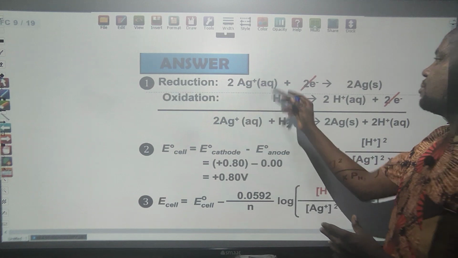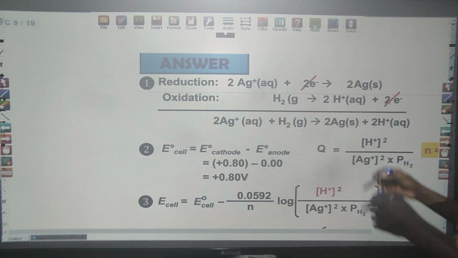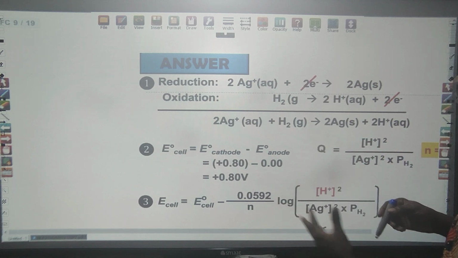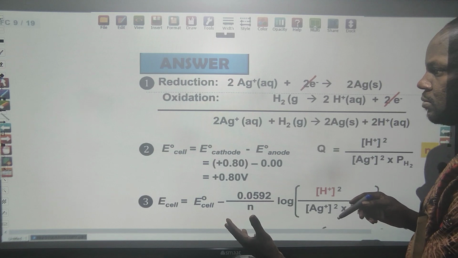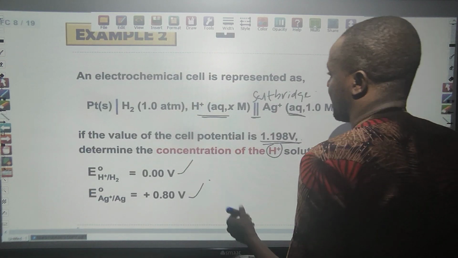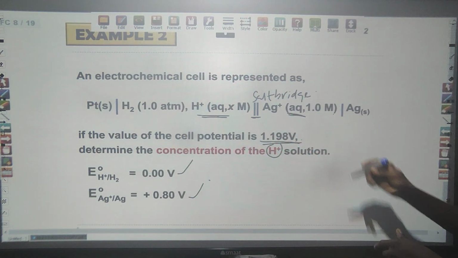Now you can see Ag+ is gaining electrons to give us Ag. Then the oxidation is hydrogen. Hydrogen gas. Previous, please, for them to see. Previous, thank you very much, admin. Hydrogen gas, you can see this is hydrogen giving you what? H+, when it was dipped in solution.